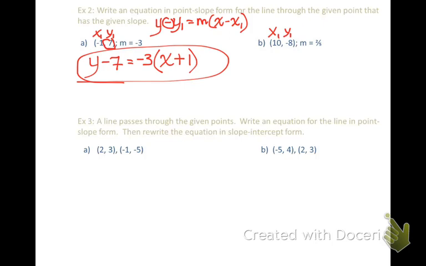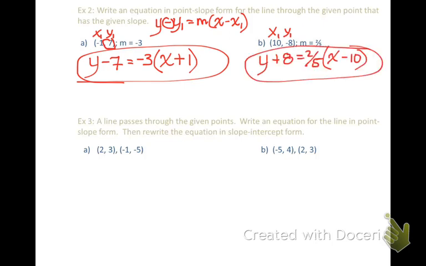So I'm going to pause and let you try B by yourself. All right, after you've done the problem, this should be your answer. Y plus 8 equals 2/5, parentheses, x minus 10.